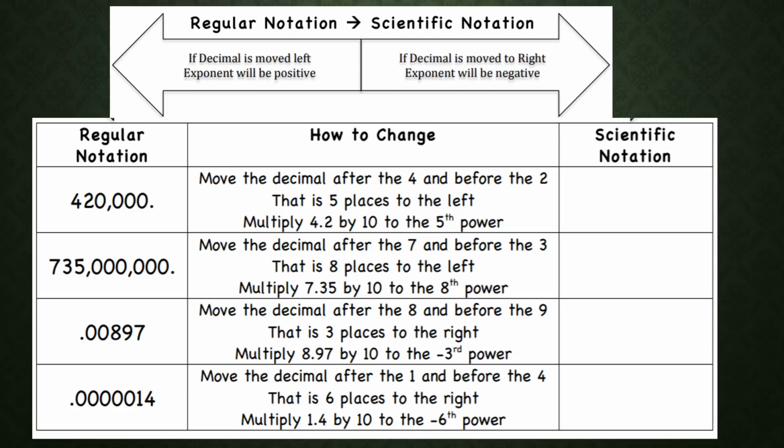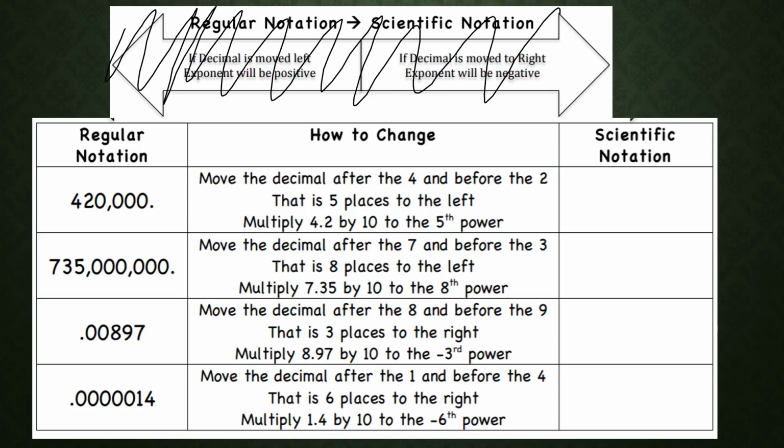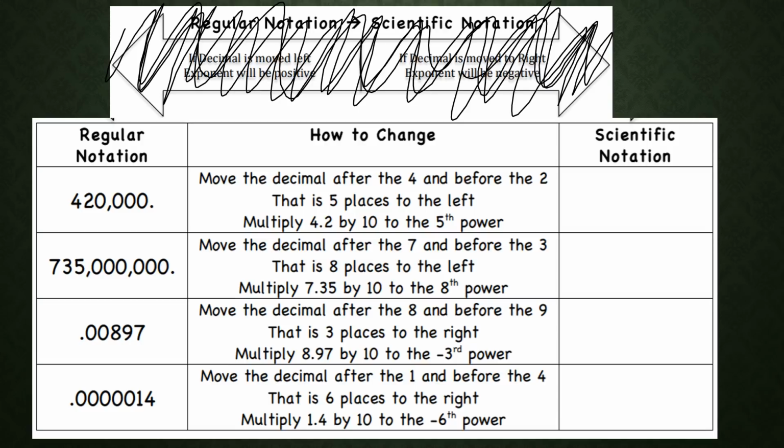We're going to go ahead and cross this off up here because I don't like how the notes describe this. Now, it talks about whether that exponent's going to be positive or negative. Now, that is important for us to know. We're just going to do it a little bit different than the notes up there.